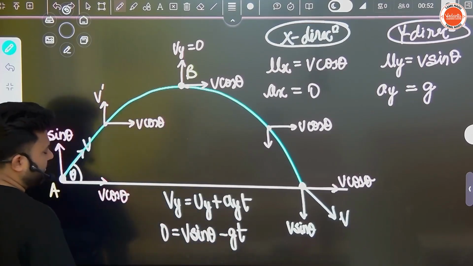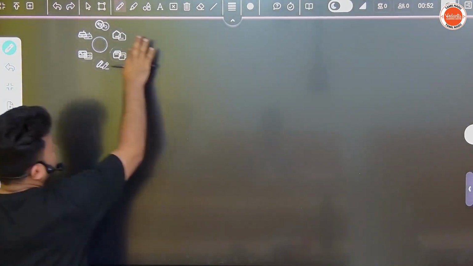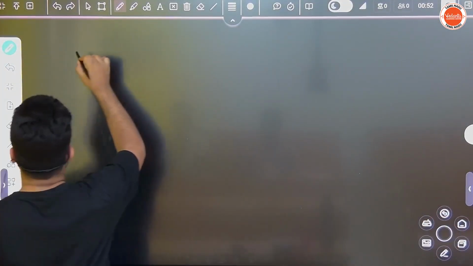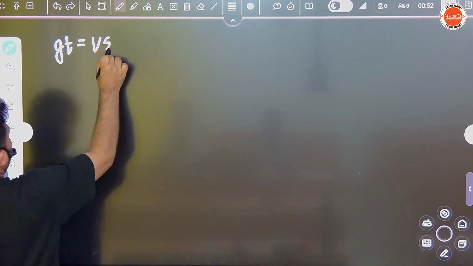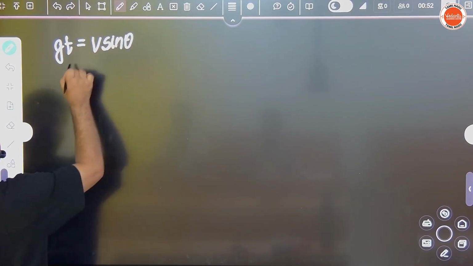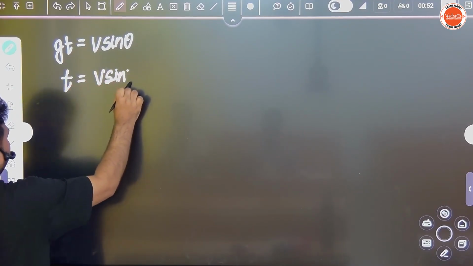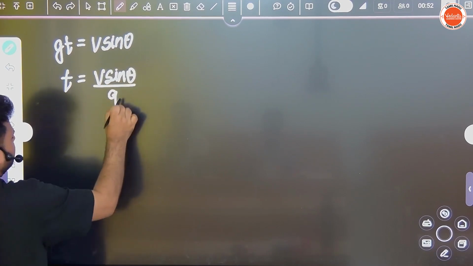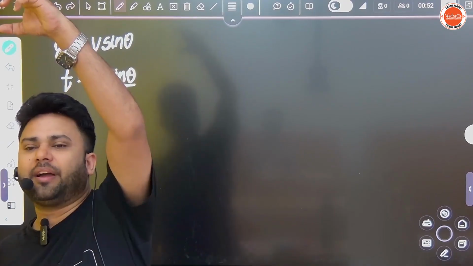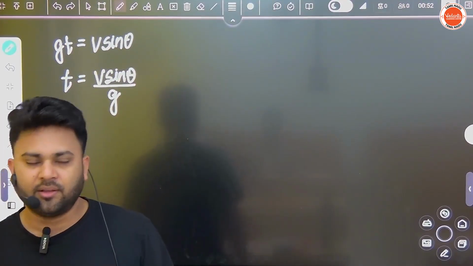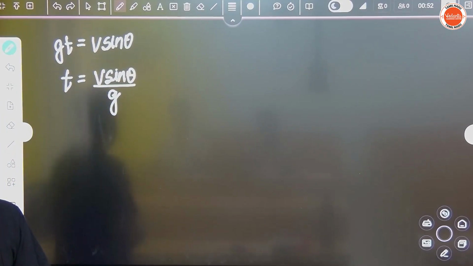So this minus gt will come here, so plus gt equals v sin theta. So time to go up will be v sin theta by g. This is the time the ball takes to move to the maximum height. Correct? So this is how we solve in x direction and y direction.